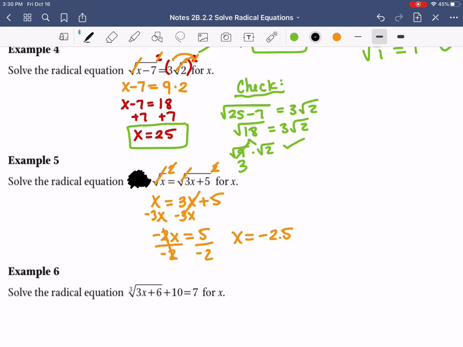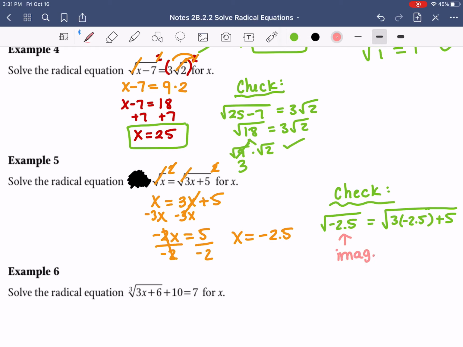Then before we put a box around our answer, we want to do a little check to see if it is true. If it works, we get the square root of negative 2.5 equals the square root of 3 times negative 2.5 plus 5. Well, right here, right off the bat, I notice that it says the square root of a negative, right? So this is an imaginary answer, and we're dealing in the real number world, so we're going to say no real solution.